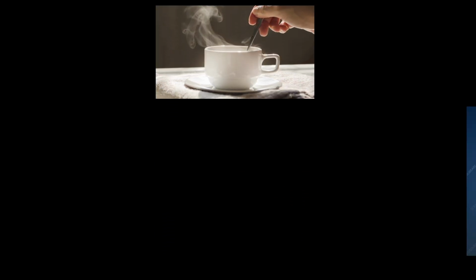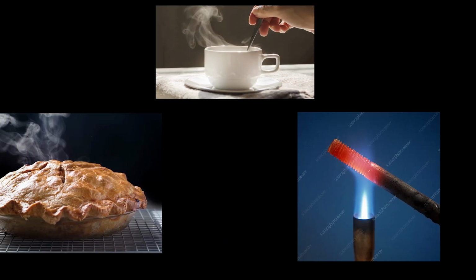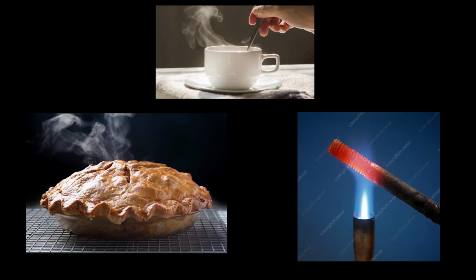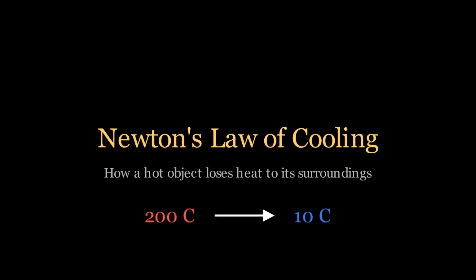A cup of coffee, a hot iron rod, a freshly baked pie, they all cool down. But how fast? Newton's law of cooling gives us the answer. Here's a hot object at 200 degrees, sitting in a room at 10 degrees.